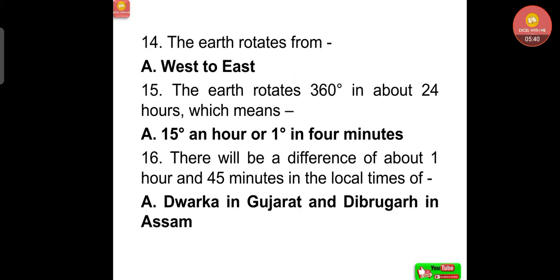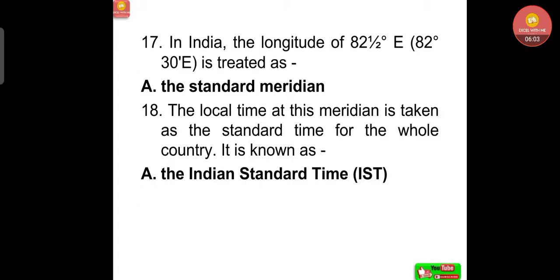Now the earth rotates from west to east. The earth rotates 360 degree in about 24 hours, which means 15 degree an hour or 1 degree in 4 minutes. Now there will be a difference of about 1 hour and 45 minutes in the local times of Dwarka in Gujarat and Dibrugarh in Assam. Now in India, the longitude of 82 and a half degree east is treated as the standard meridian. Very important question this one, the standard meridian. The local time at this meridian is taken as the standard time for the whole country. It is known as the Indian Standard Time, IST.